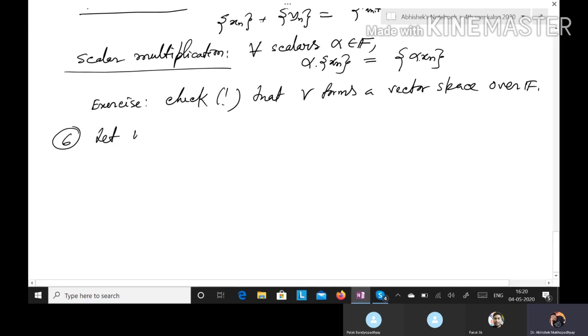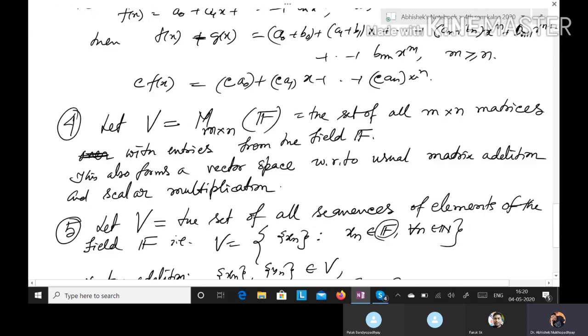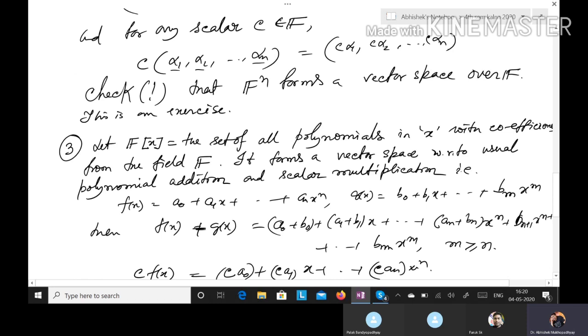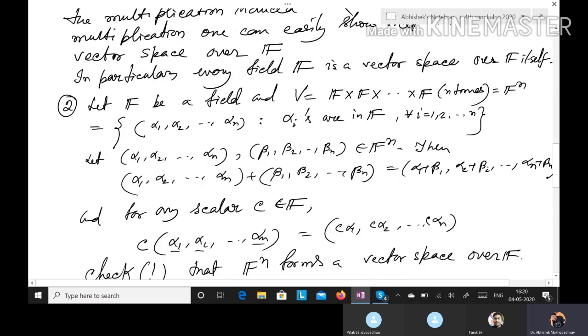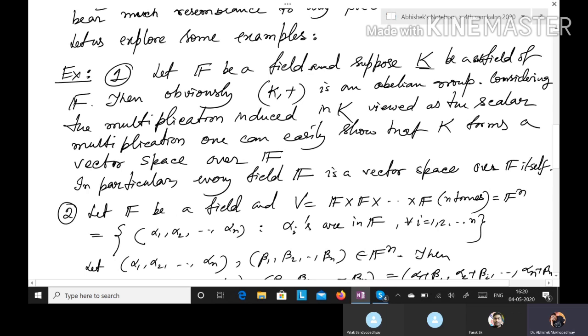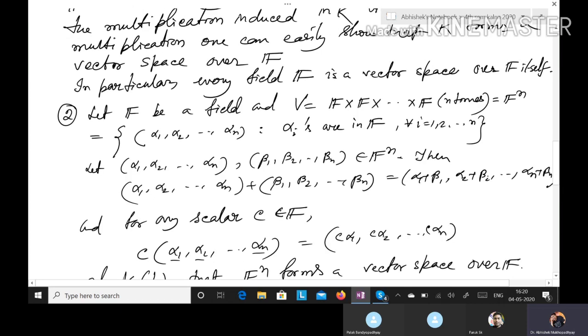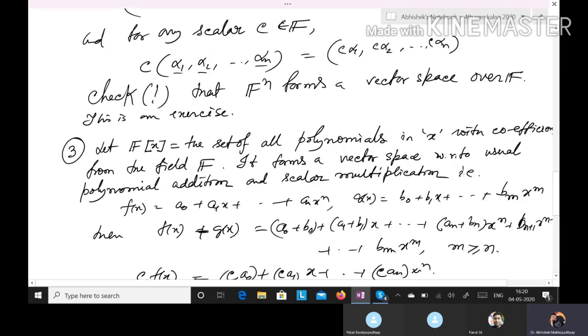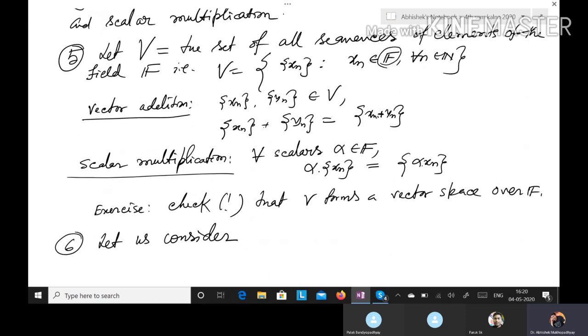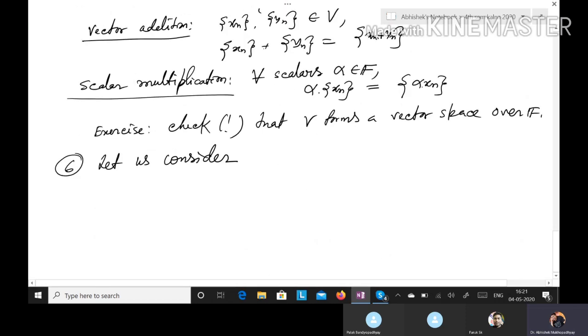So let us consider first. Up to now, we already have many vector spaces at our hand. That is, any field is a vector space over itself. This one, F^n. So let us consider one of them. Let us consider a vector space V over a field F.